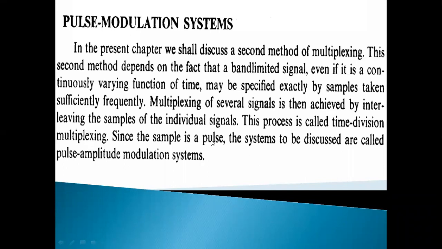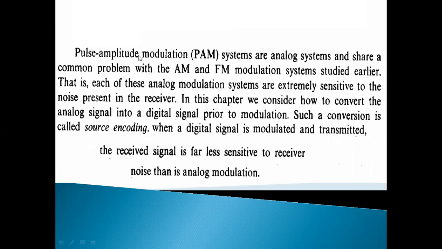Pulse amplitude modulation systems are analog systems. They are analog systems and share a common problem with AM and FM, which we discussed earlier. The same common problems are there in AM also, because it is also an analog modulation system.